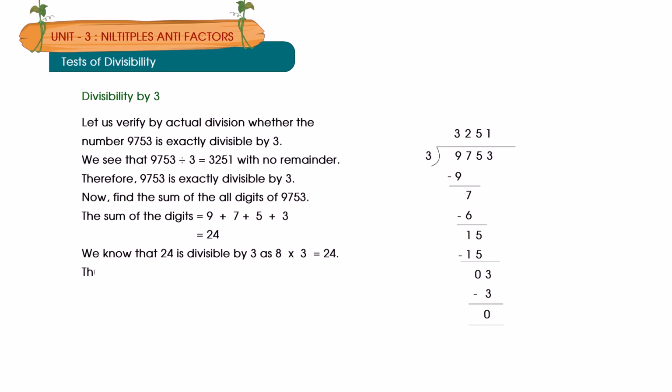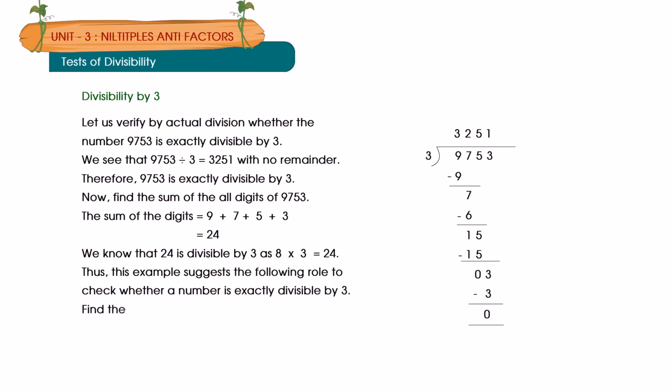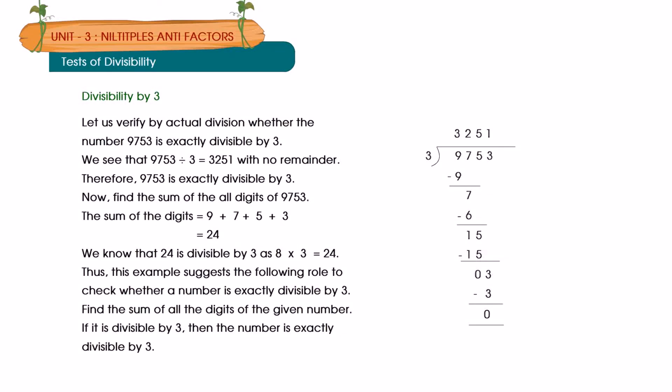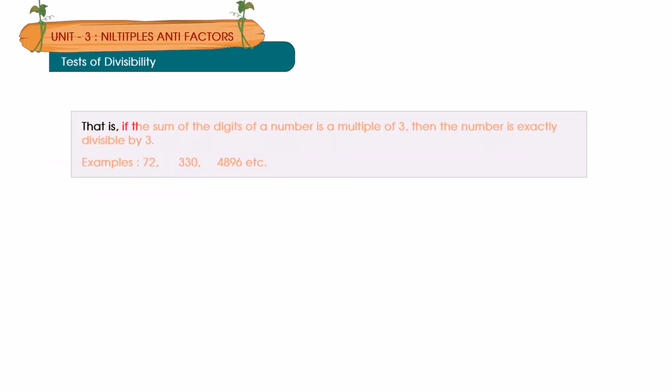Thus, this example suggests the following rule to check whether a number is exactly divisible by 3. Find the sum of all the digits of the given number. If it is divisible by 3, then the number is exactly divisible by 3. That is, if the sum of the digits of a number is a multiple of 3, then the number is exactly divisible by 3. Examples: 72, 330, 4,896, etc.